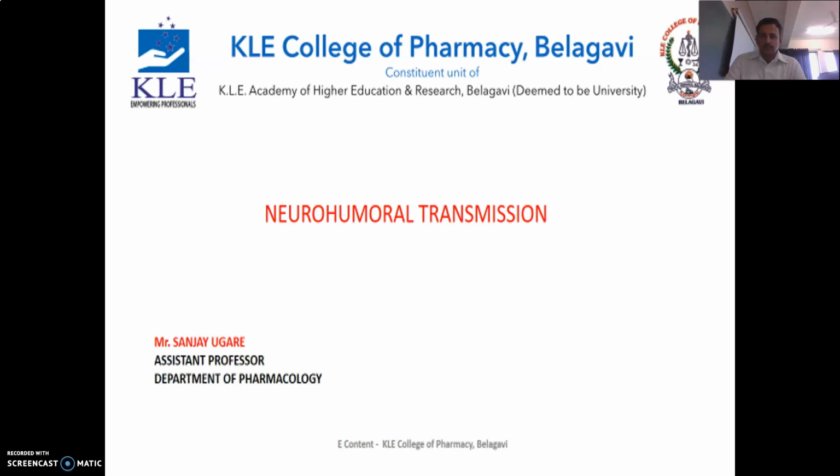Today, we are going to discuss the topic of neurohumoral transmission. The name itself indicates the meaning. It is the transmission of a message or neurotransmitter from one neuron to another neuron.